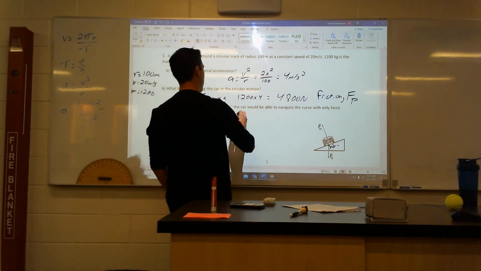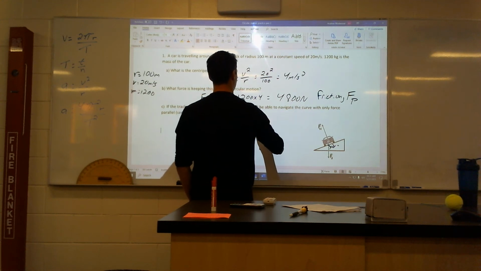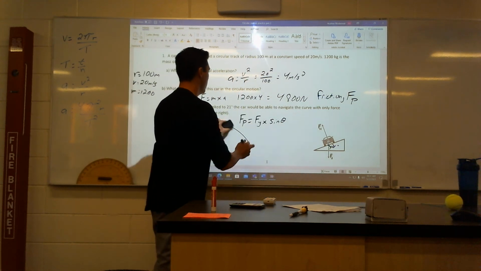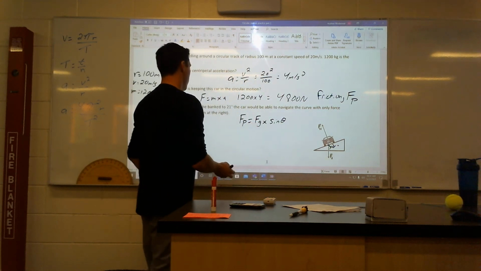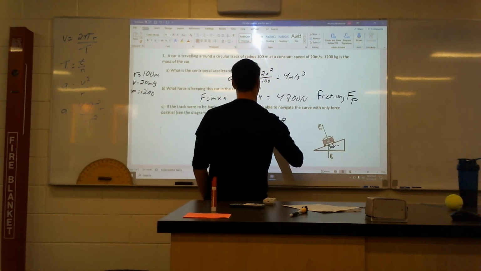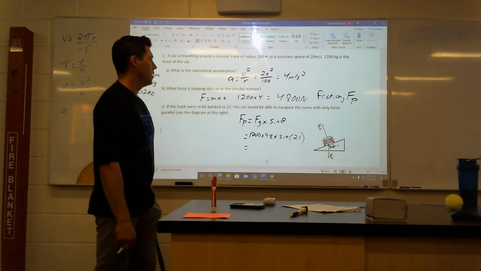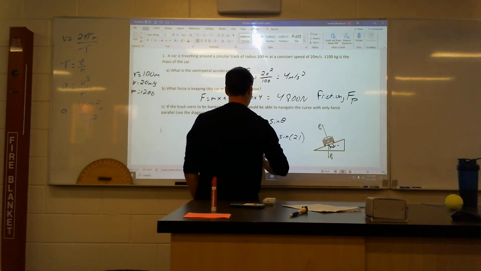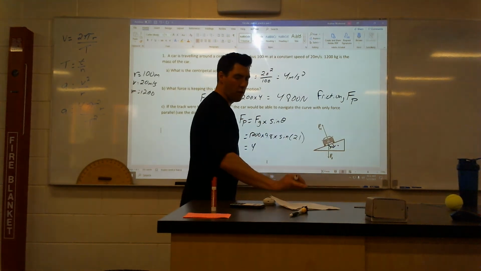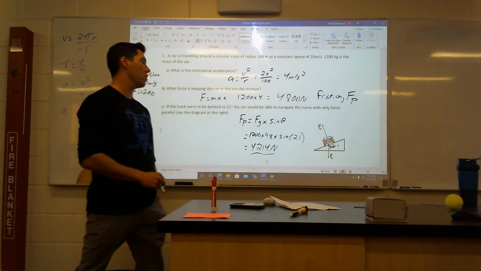Force parallel, if we go back to our nice formula, is just force of gravity times sine theta. That kind of looks more like force y, force gravity. So, I'm going to be going mass 1200 times 9.8 times sine of 21. And when I put that all together, I get 4,214 newtons. So, it's close, it's close.